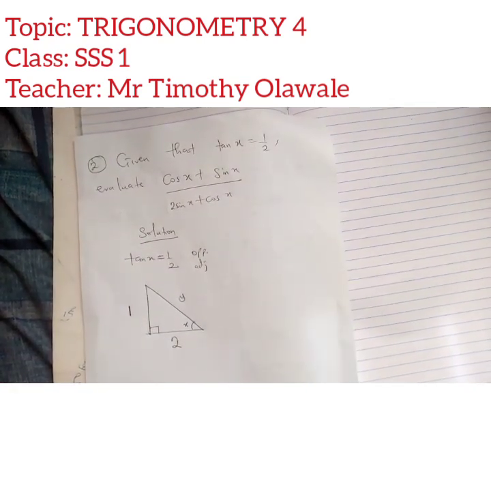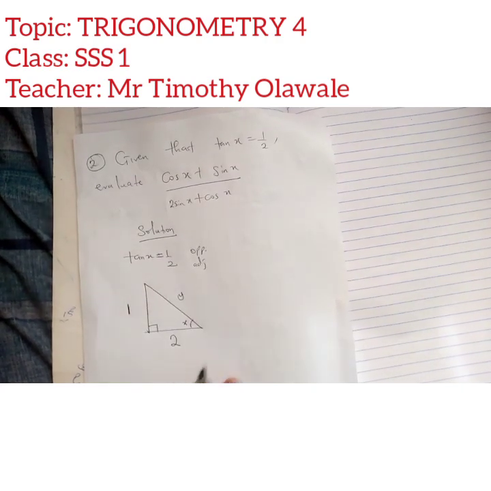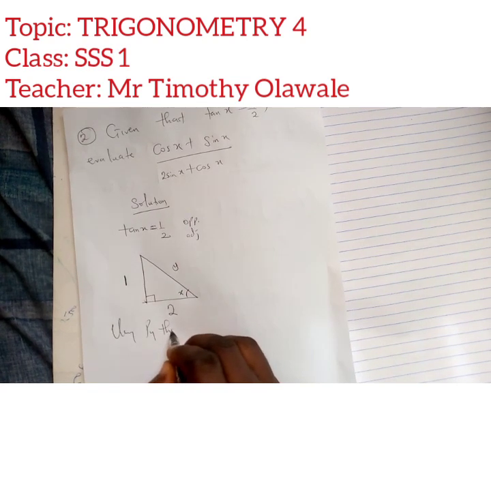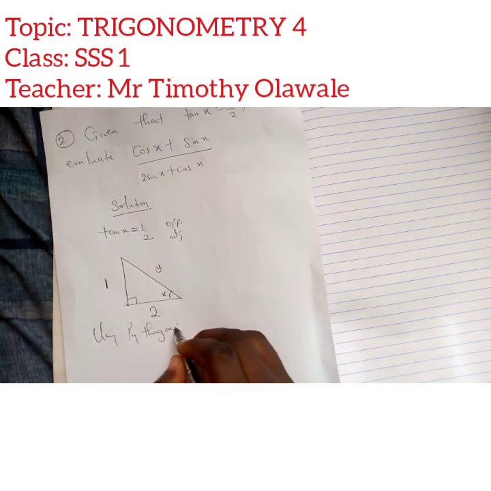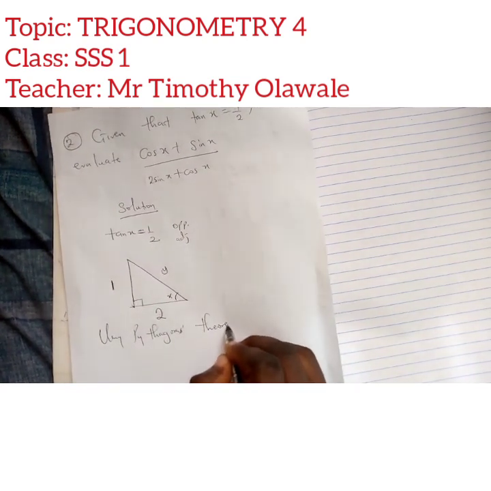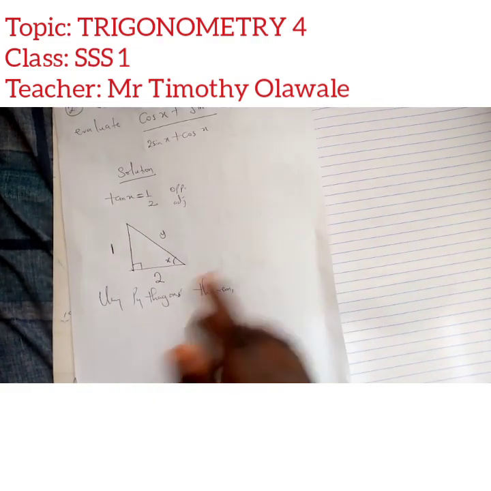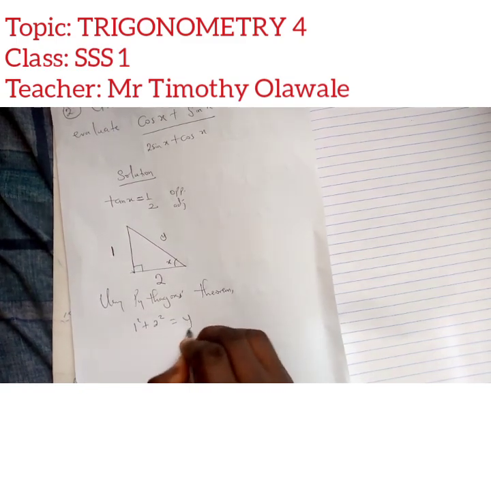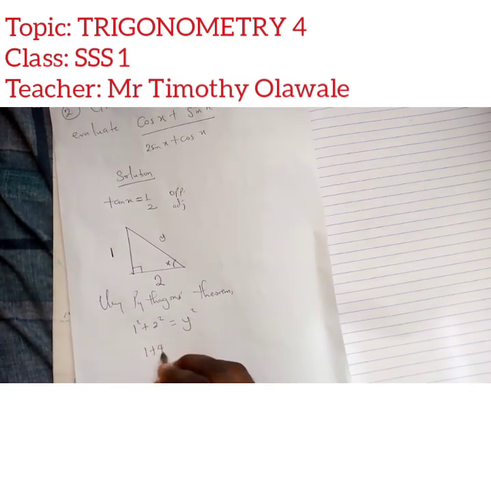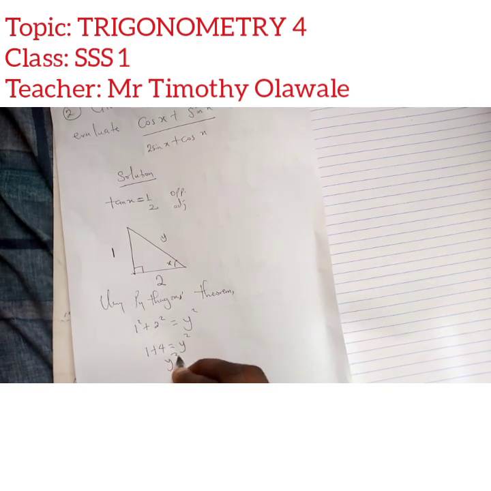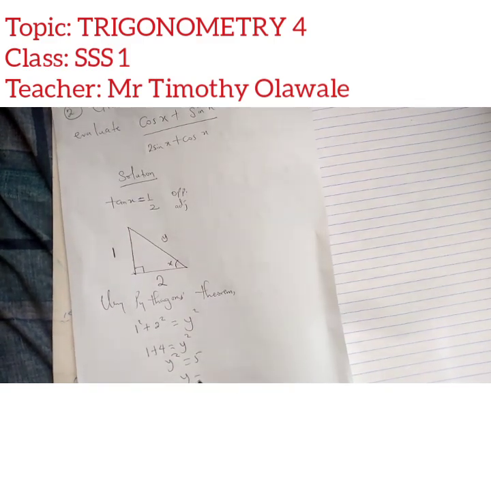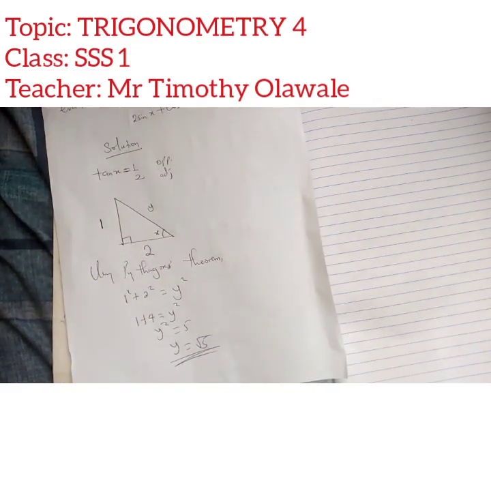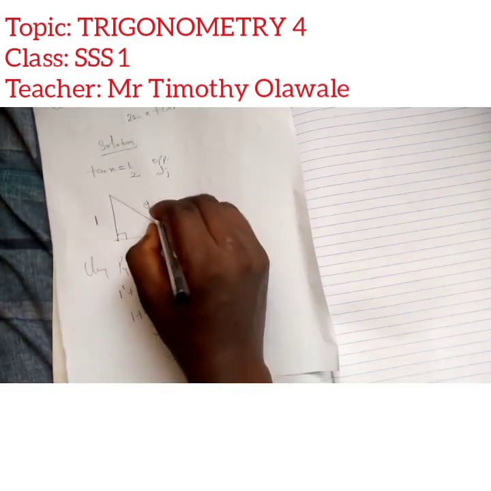Are you getting me? All right, so using Pythagoras theorem, remember Pythagoras theorem? We can have 1 squared plus 2 squared equals what? Y squared. So we have 1 plus 4 equals y squared. Y squared equals 5. Y equals square root of 5. So that is the value of y, which is root 5.